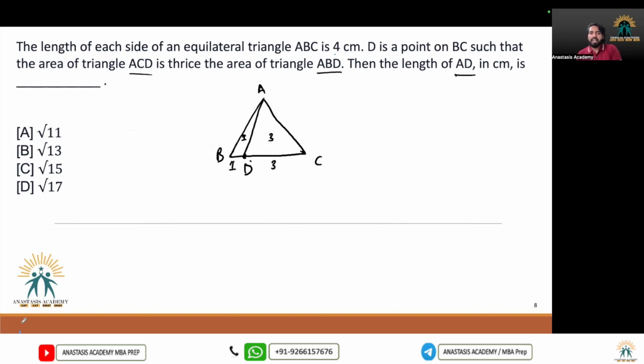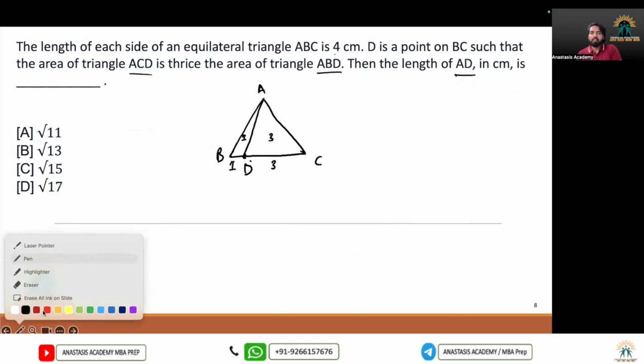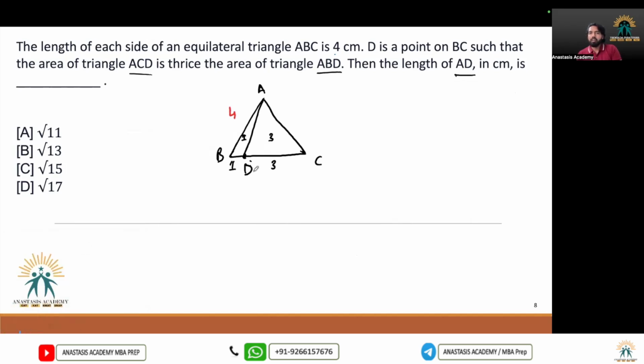Also, the sides of this equilateral triangle are given as 4, 4 and 4, right? So we have to find the length of this AD. And to find the length of this AD, let's just construct, just drop a perpendicular from this vertex A to the opposite side BC. So I'm dropping a perpendicular, right? Why am I doing this?